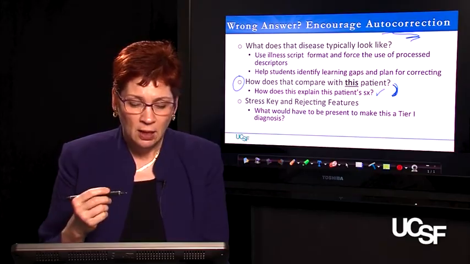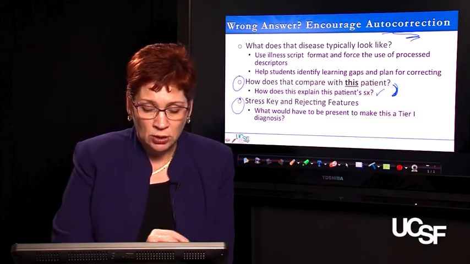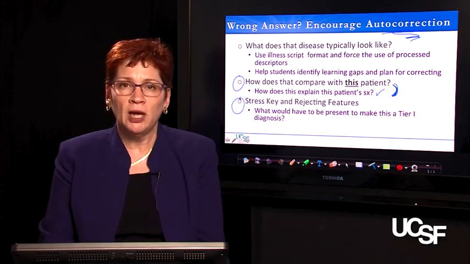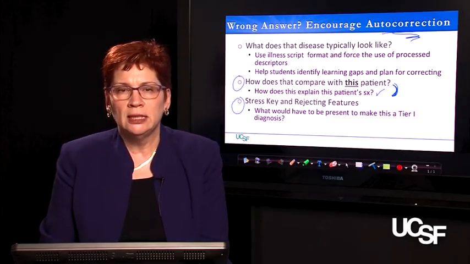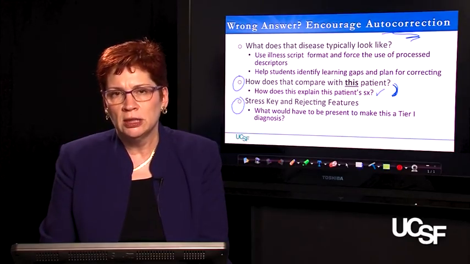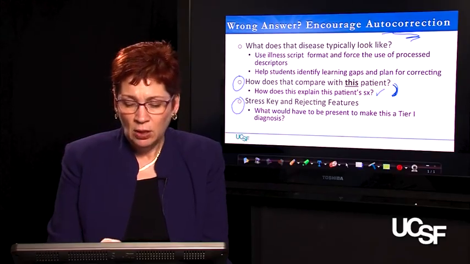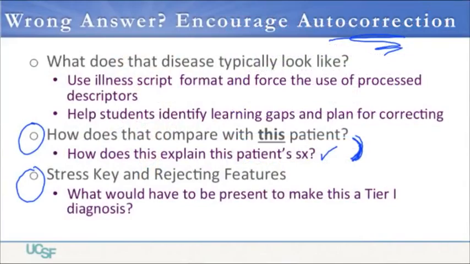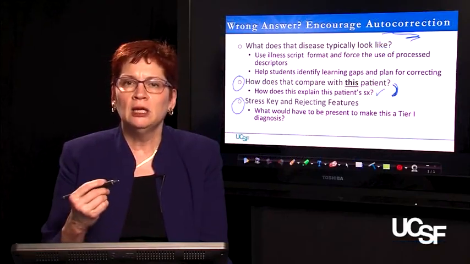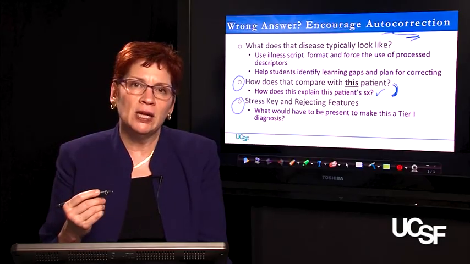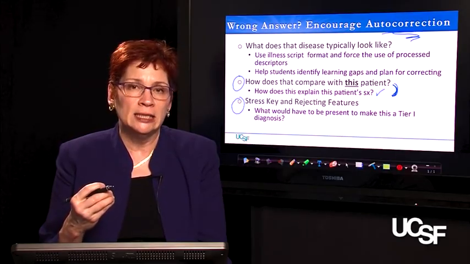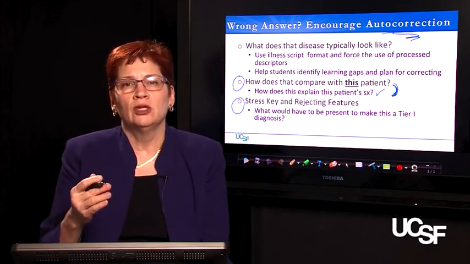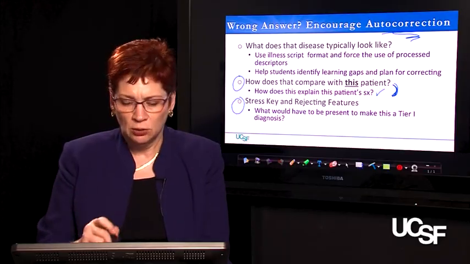Finally, it's really important to stress key and rejecting features, and the best way I've found to do this is when they offer a diagnosis that really is a tier 2 or a tier 3 diagnosis, ask them to venture a guess as to what would have to be present to make this a tier 1 diagnosis. If they can do that, then it's pretty clear that they're prioritizing based on a clear understanding of what features would push a disease into tier 1 and what features would be present to push it down into tier 2 or tier 3.